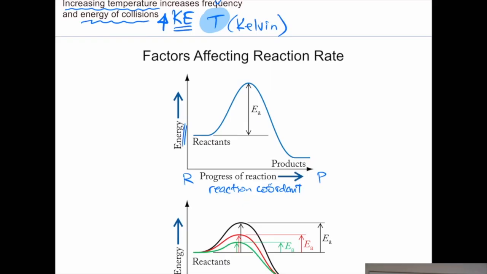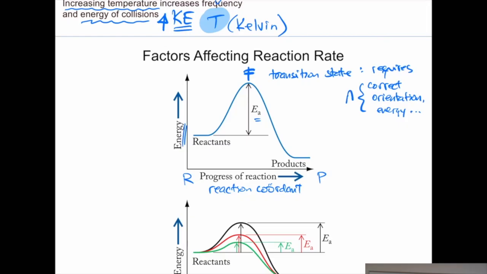Here's your activation energy. That's the energy that you have to overcome. The reactants need to meet in the correct orientation with enough energy to be able to make the transition state. Okay, let's just say this requires correct orientation, energy, etc., right? That's what A is.